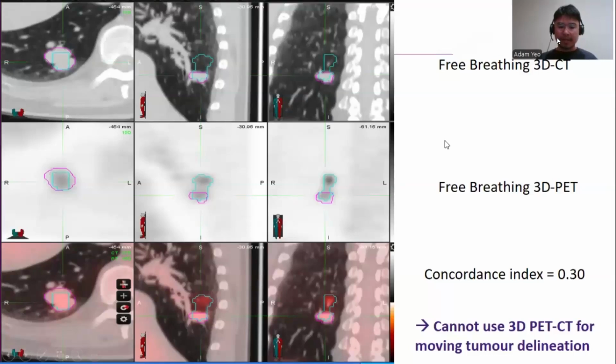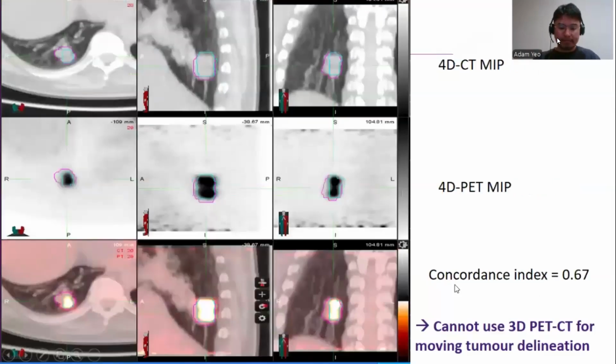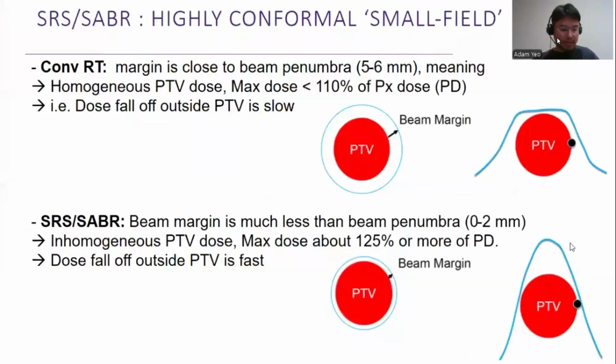It's a good example here with a famous dumbbell-shaped tumor. Most of the time, the PET captures both ends, the exhale and inhale phases, whereas the CT showed a snapshot of those tumor excursions, so the overlap index is only 30%. For the same patient, we took the 4D PET-CT and it reveals better agreement of the CT to PET. So the take-home message here is that 3D PET-CT cannot be used for moving tumor delineation.